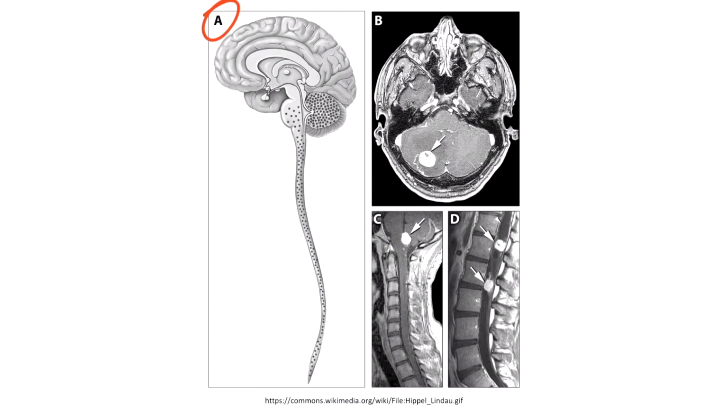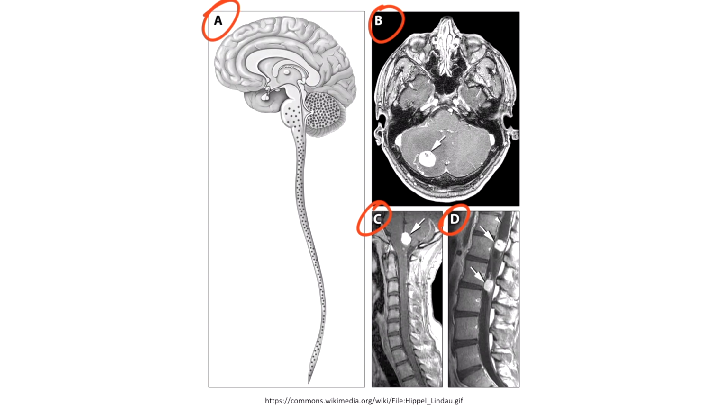Image A is an illustration of the CNS, including the brain, brainstem, cerebellum, and spinal cord. B through D are contrast-enhanced MRI images demonstrating representative locations of hemangioblastomas, represented by the hyperintense lesions marked with the white arrows. B is an axial view through the cerebellum, C is a sagittal view through the brainstem, and D is a sagittal view through the thoracic and lumbar spinal cord.